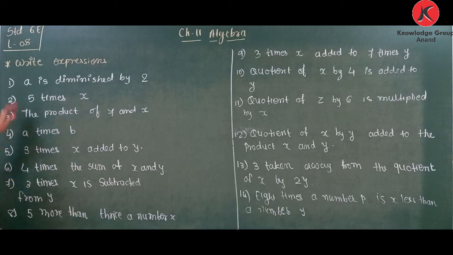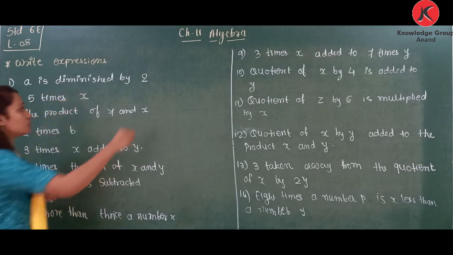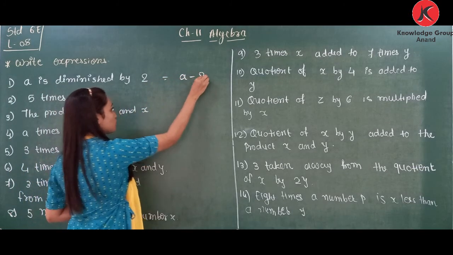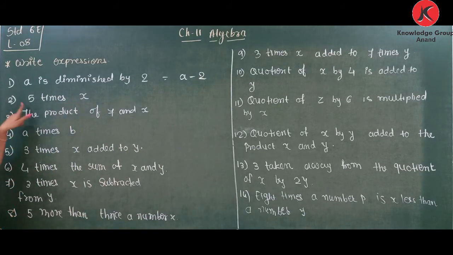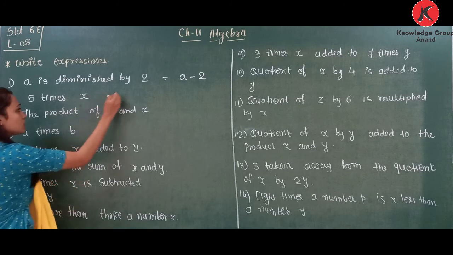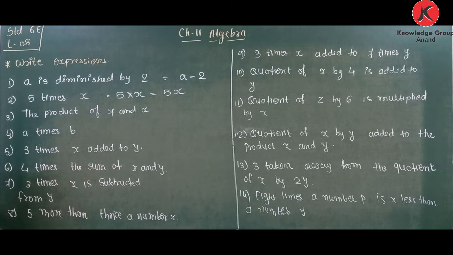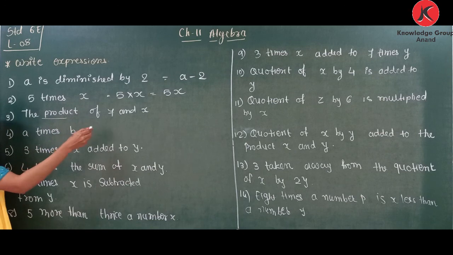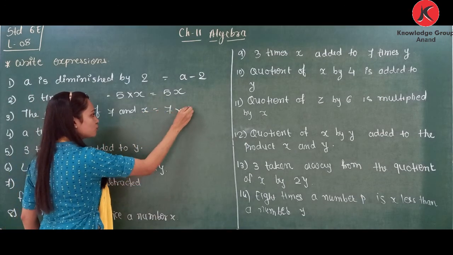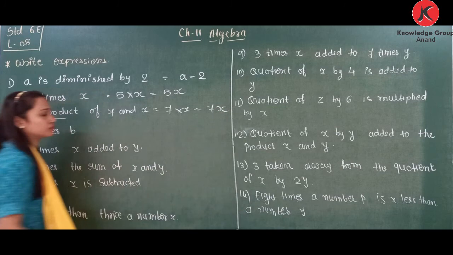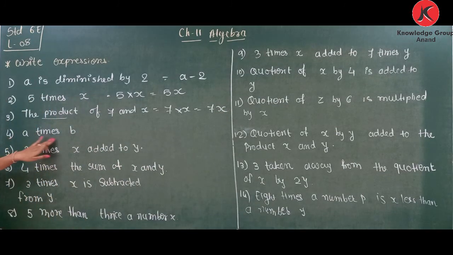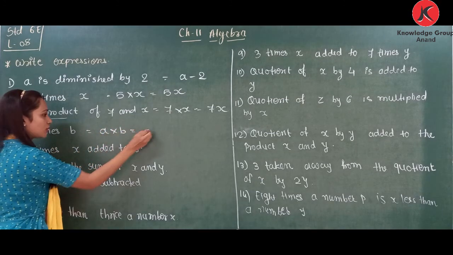Okay, so let's write: a is diminished by 2. It means a minus 2. Now next, 5 times x. 5 times means multiplication, so it is 5 multiplied by x, that is 5x. The product of y and x is again multiplication, so yx. Next, a times b. So a times b means a multiplied by b, so that is ab.